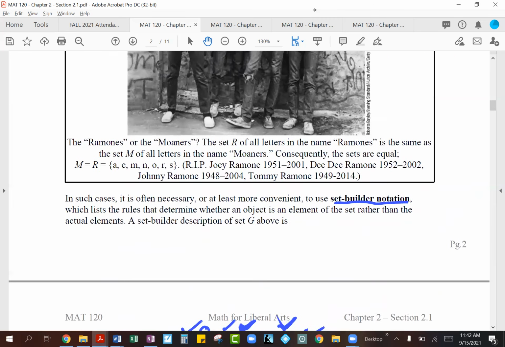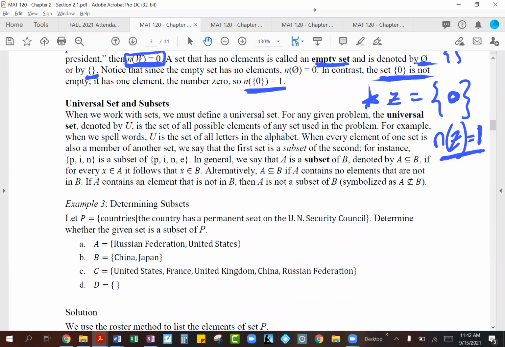Now we're getting a little bit more in depth with our definitions with sets and subsets. When we talk about a universal set, we're basically saying a set of all possible elements of any set that can be used in the problem. So your universal set will keep changing depending on the problem or the example you are looking at. Just because it says the word universal doesn't mean it's going to stay the same for every example. Based on each example, the universal set will change.